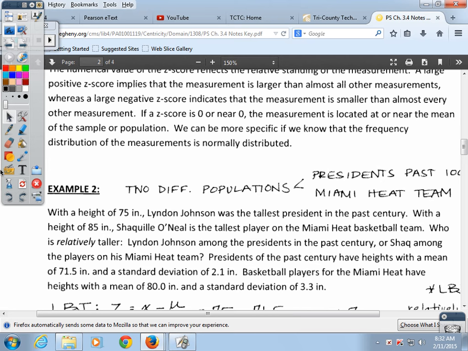The further that z-score is away from 0, the more ER it is. That's one of my little sayings. ER: taller, shorter, smarter, bigger, smaller, whatever the ER is. Most of the time. It depends on how the question is worded.